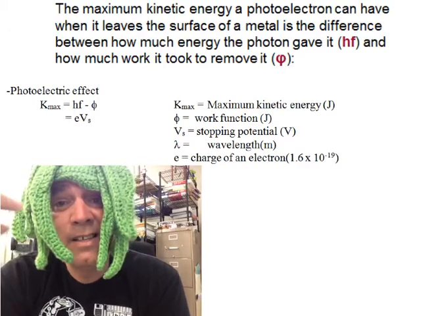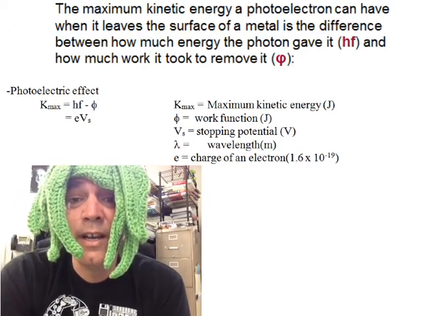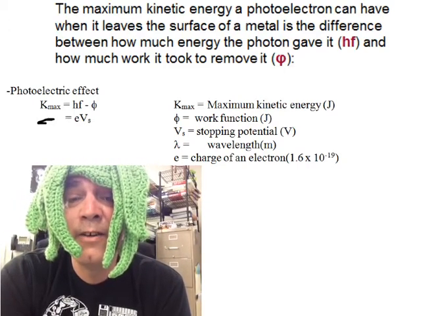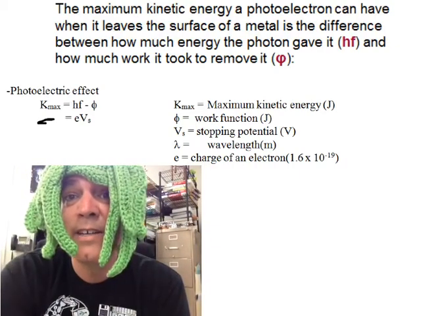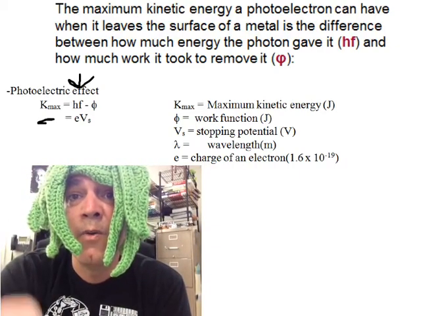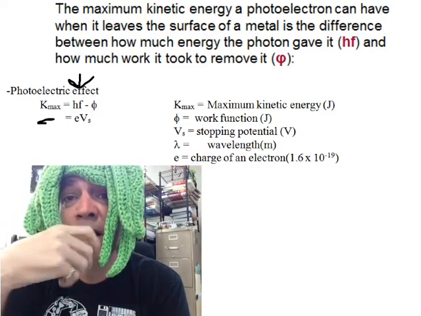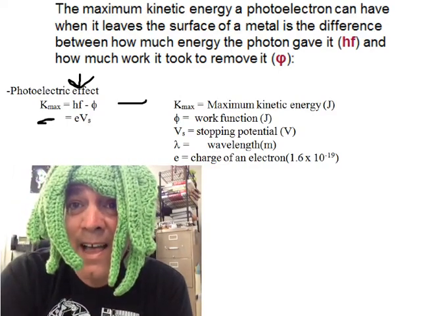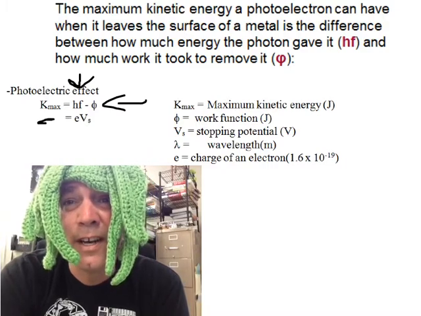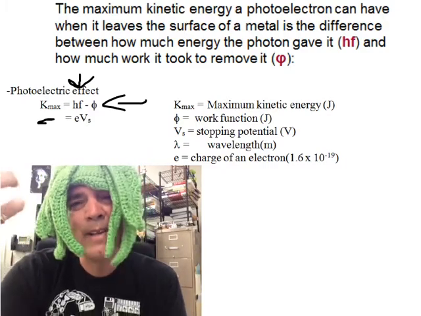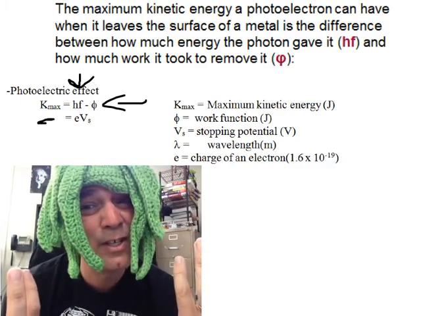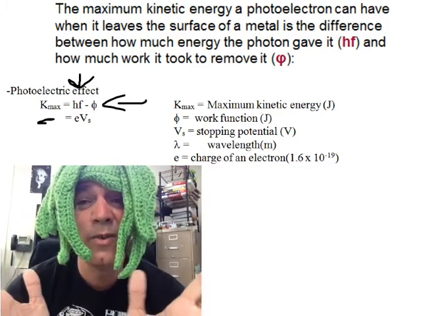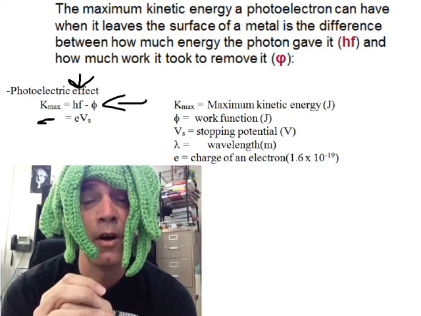So Einstein's theory boiled down to this nice equation here. He said that the maximum kinetic energy that an electron is going to have as it's popped off from the photoelectric effect is going to be hf, which Planck found out was the energy of a photon, minus phi. That phi is called the work function, and it's basically how much a metal wants to keep its electrons. Some metals have a high work function. They want to keep the electrons a lot. Some metals don't really care too much about the electrons. They have a low work function.